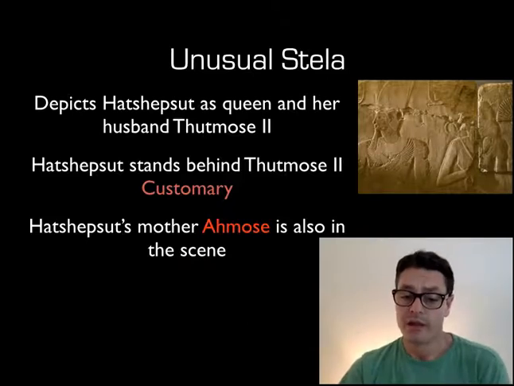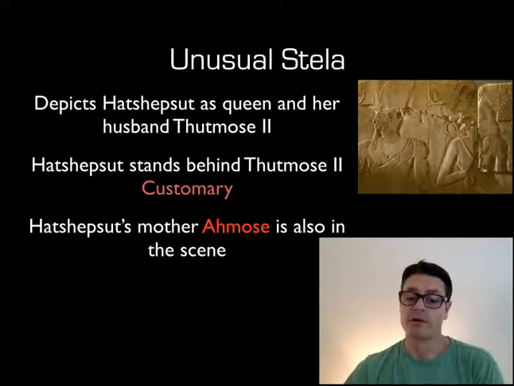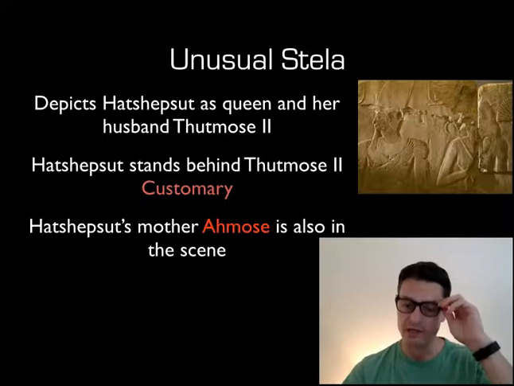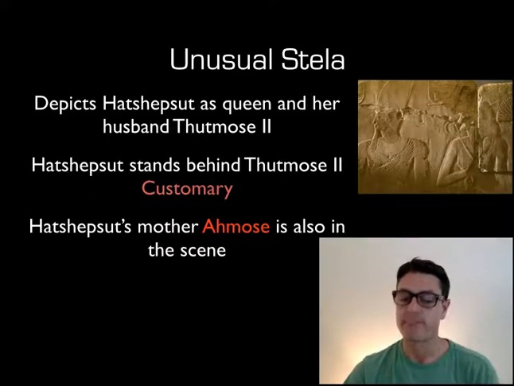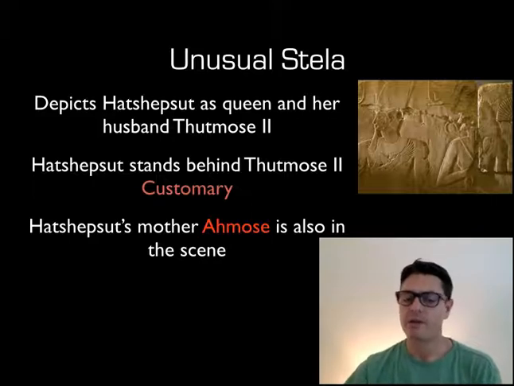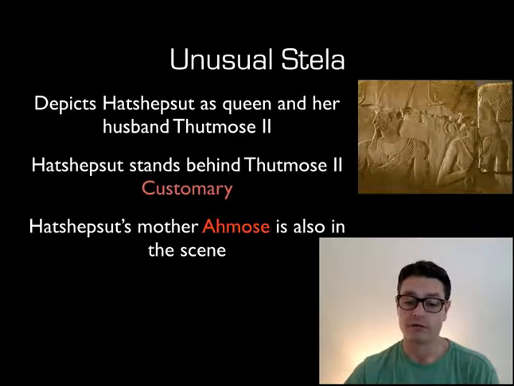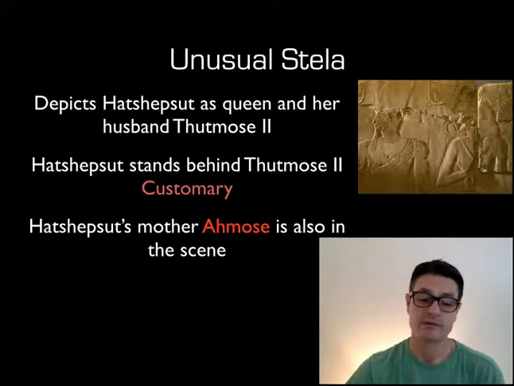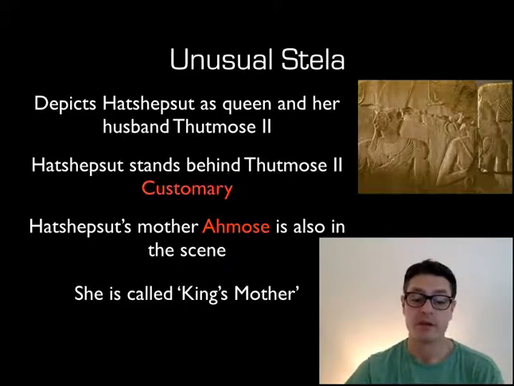However, what we have in the scene is also Queen Ahmose, the previous queen, the queen before Hatshepsut, who is Hatshepsut's mother. She's also in the scene. And remember, Queen Ahmose isn't related at all to Thutmose II. She's not his mother at all. He was born from a different wife of the king, Thutmose I. So no relationship between Thutmose II and Queen Ahmose, or no blood relationship there.